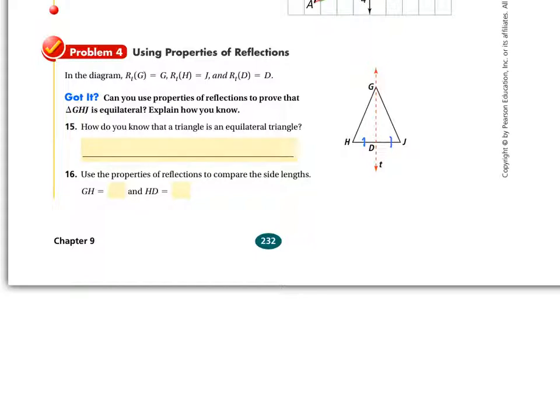And then the reflection of D over T is also D. Why? Again, because it's on that line of reflection. So the question says, can you use properties of reflection to prove that triangle GHJ is equilateral? Explain how you know. Well, question 15 says, how do you know that a triangle is an equilateral triangle? First of all, how do you know that you have an equilateral triangle? All three sides are equal.